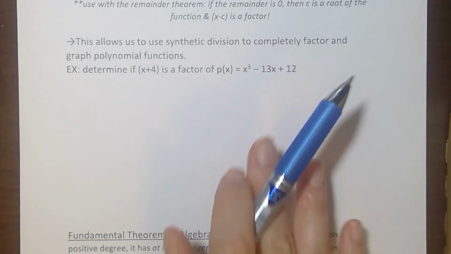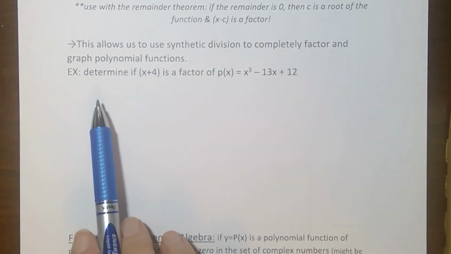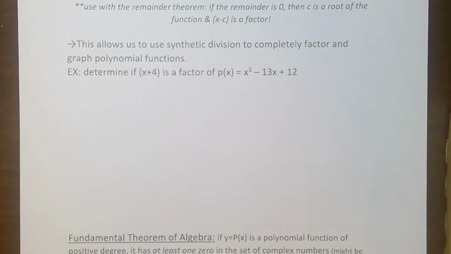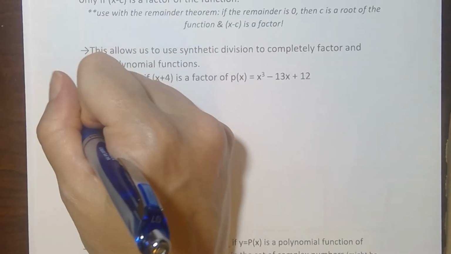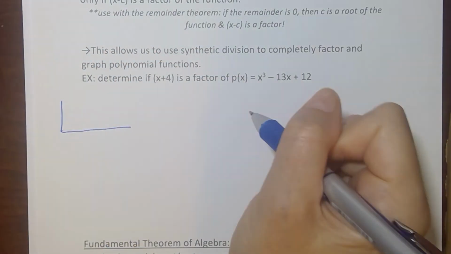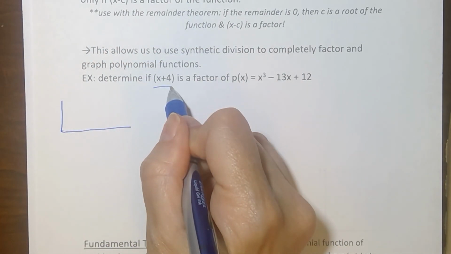Here's another example. We just did one. Here's one more. Determine if x plus 4 is a factor of this polynomial function. Now, it doesn't ask us to go ahead and finish it and graph, but we're going to go ahead and finish it and graph if it is. All right, synthetic division, because it's quicker and easier and I can. X plus 4 is the divisor.